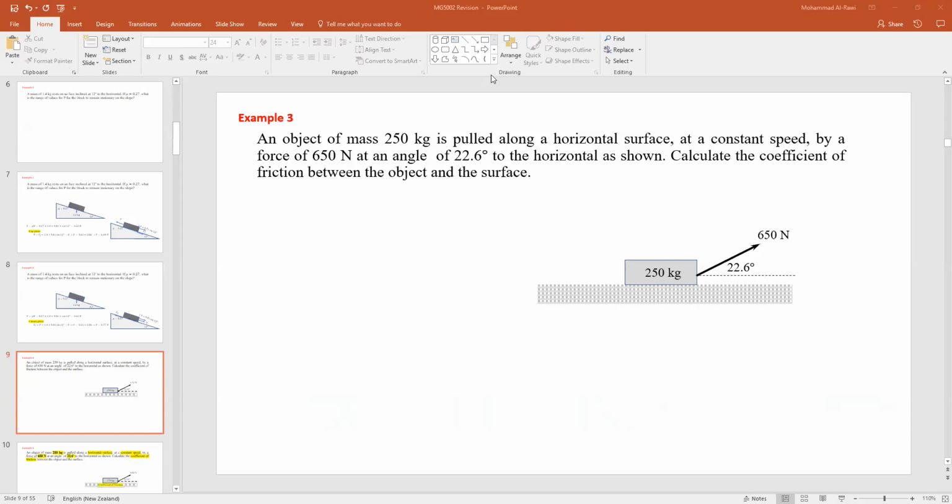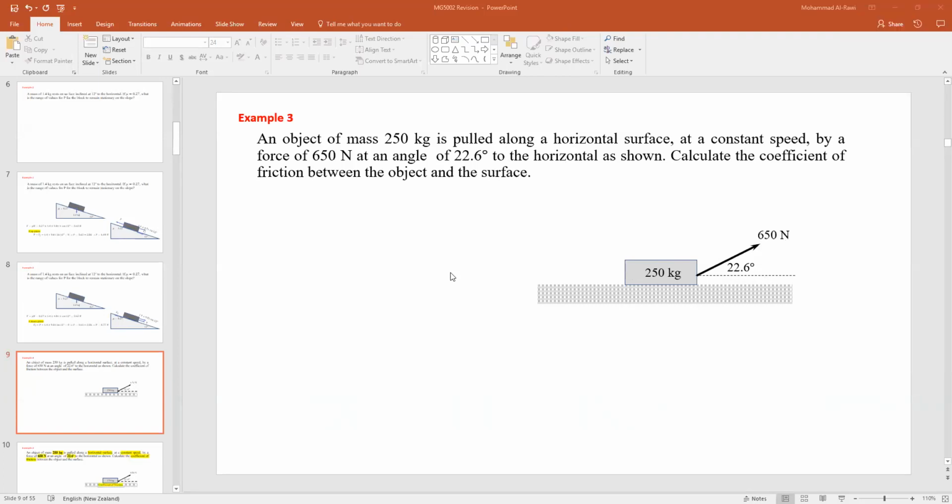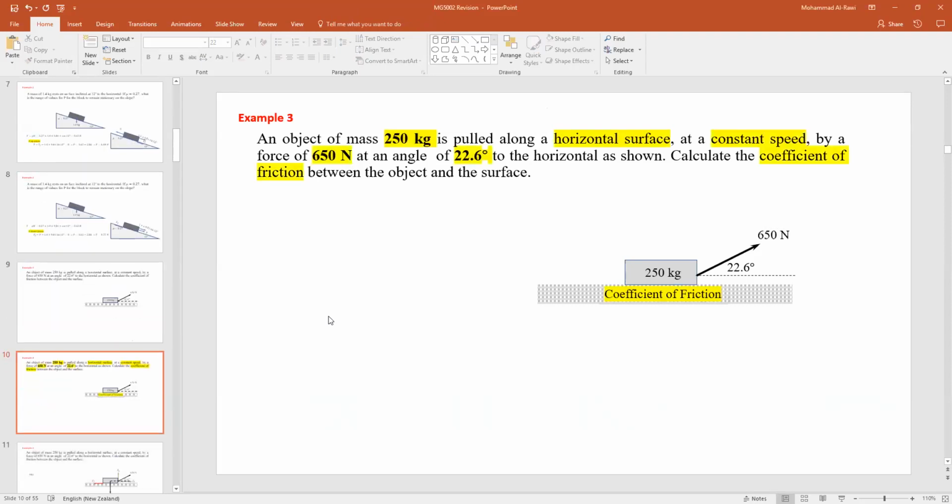Now, when we get this type of question, I really prefer you to highlight the question or the words. So try to highlight this information: what's the 250, what's the horizontal, what's the angle, what's the 650 newtons. When you highlight this information, it will be very easy for you to start solving this question. So step 1, I will highlight the information.